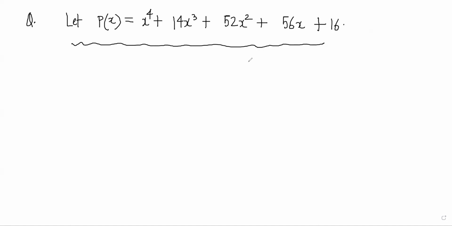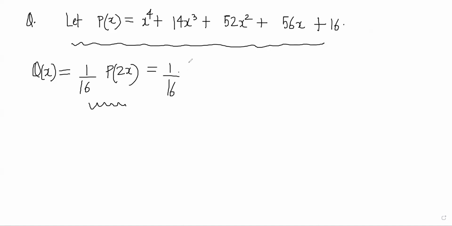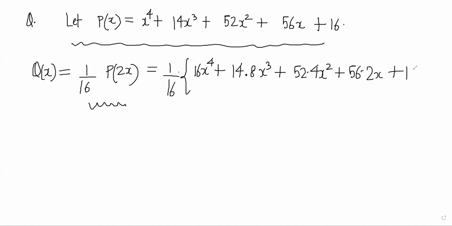So what you can say here is, let's try to think of the polynomial q of x. q of x is given by 1 by 16 of p of 2x. Let's try to evaluate what this comes out to be. Okay, so it is 1 by 16. p of 2x would be, if you put 2x here, you will get 16x to the power 4 plus 14 into 8x cubed plus 52 into 4x squared plus 56 into 2x plus 16. What is this inside part? This is p of 2x, right?